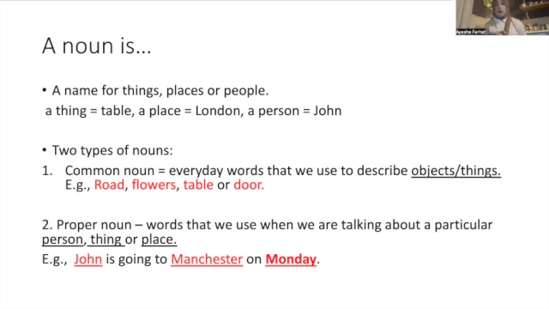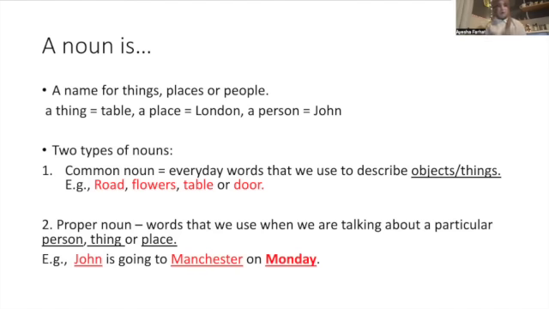Okay, there are two types of nouns. There's something that we call a common noun. So a common noun is everyday words that we use to describe objects or things. We're not talking about particular things or objects, we're just talking about general objects. For example, road, flowers, table, door. And then we have something called a proper noun. A proper noun is words that we use when we are talking about particular things. So a particular person, thing, or place.